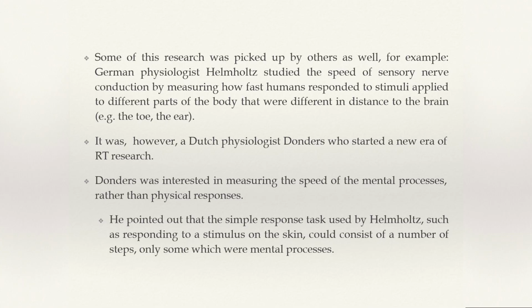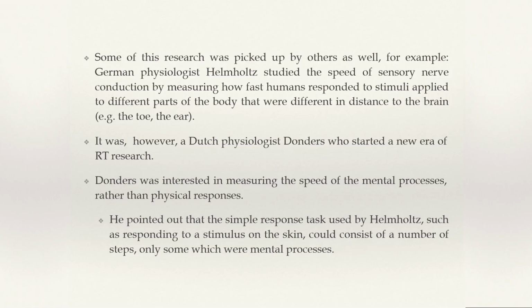Now, some of this research was picked up by psychologists as well. For example, German physiologist Hermann Helmholtz studied the speed of sensory nerve conduction by measuring how fast humans responded to stimuli applied to different parts of the body, depending upon how far that part of the body was from the brain. Say, for example, how fast you would respond when somebody pricks your toe versus how fast you would respond when somebody pricks your ear, given the distance of the brain from that body part.